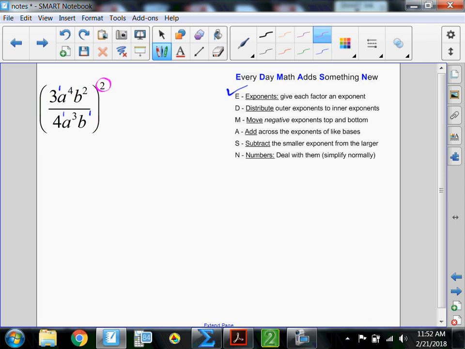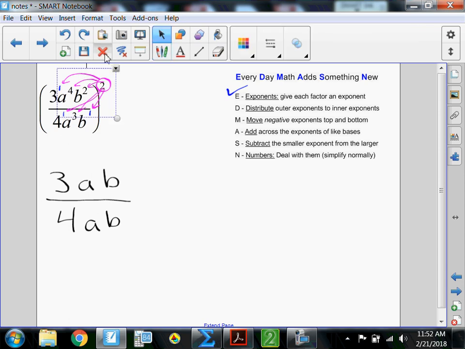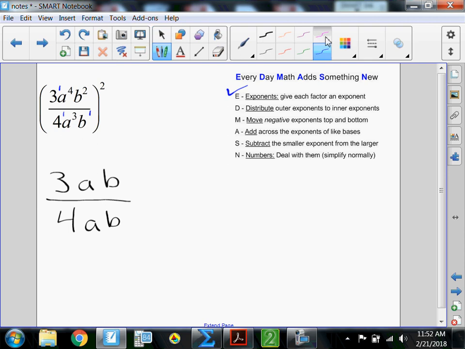Distribute. We're going to take this 2 and multiply every exponent on top, every exponent on bottom. So that's 6 things. So if I rewrite my fraction with all the bases, 3ab on top, 4ab on bottom. I'm going to use the pink marker and show the distributing. Let me erase that first, make it more obvious.